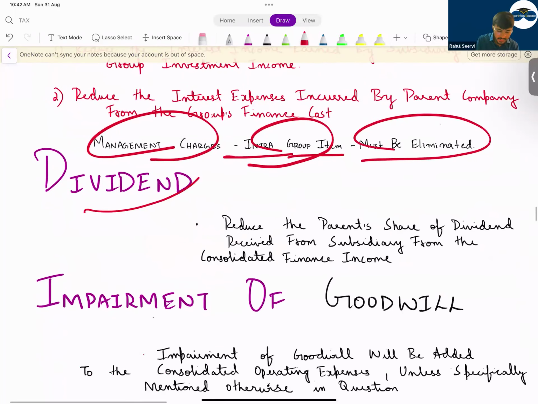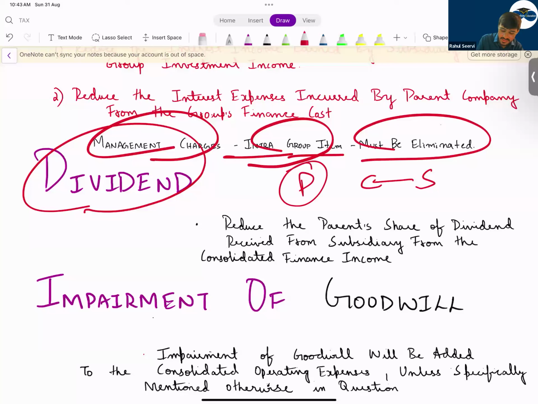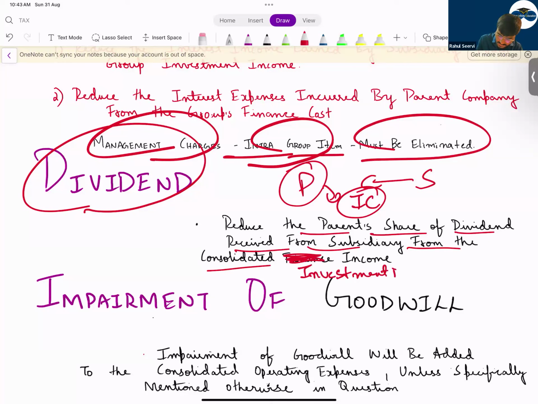Now coming to dividend. Now can I say the subsidiary company is paying a dividend to the parent? Can I say the parent company will record it under the investing category? So remove this. Reduce the parent's share of dividend received from the subsidiary from the consolidated finance income. It's not finance income, it's investing. It will be recorded under the investing category. You have to remove that.